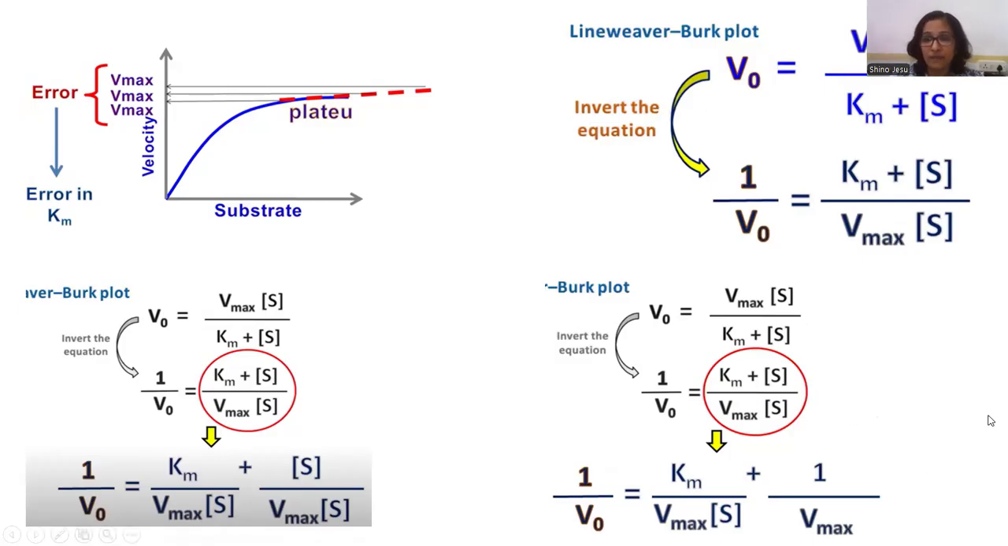And when this is being done, we can just split it. On the right-hand side, you can see Km by Vmax into substrate concentration plus substrate concentration upon Vmax into substrate concentration. So here, the substrate concentration and the substrate concentration get cancelled, and it becomes 1 by Vmax. That's how we obtain 1 by V naught is equal to Km by Vmax into substrate concentration plus 1 by Vmax.